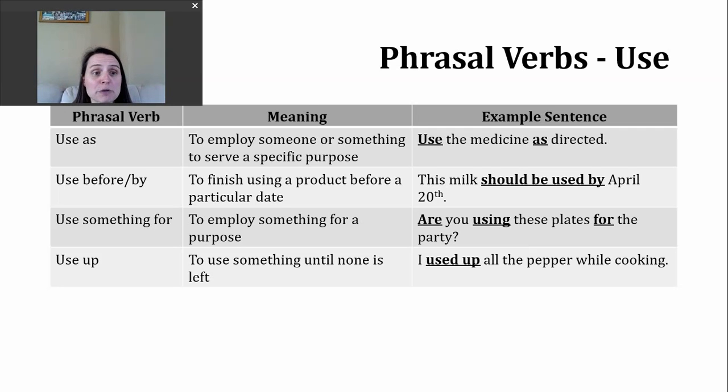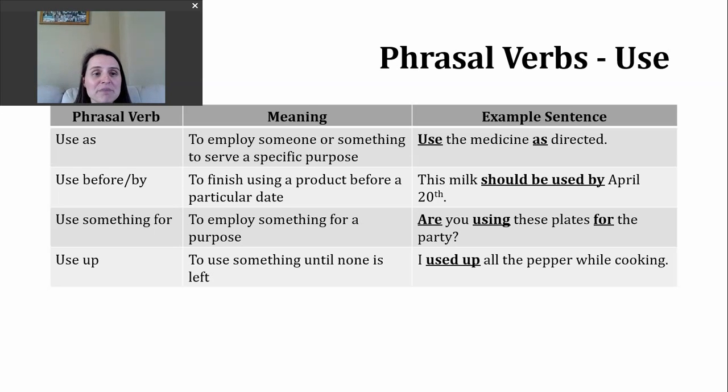Another phrasal verb you might hear is use before or use by. You might see this stamped on some of the food or medicine that you purchase. And it means to finish using a product before a particular date. Here it is in an example sentence. The milk should be used by April 20th.